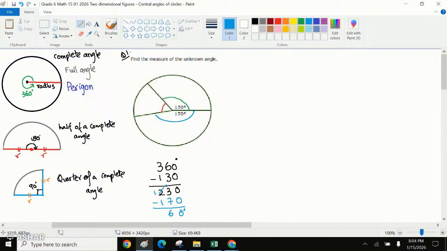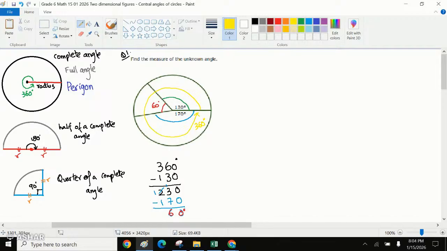So can we say that the missing angle comes out to be 60 degrees? We know that the sum of all the angles inside a circle is always 360.